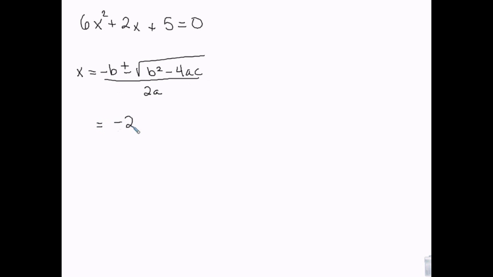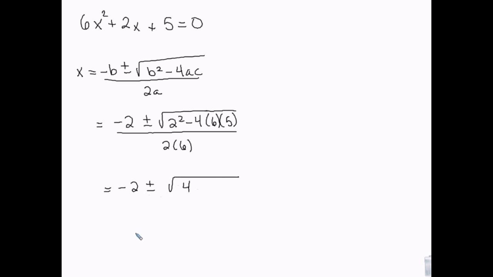Okay. Negative b squared minus 4 times a times c, divided by 2 times a. So I have my negative 2. 2 squared is 4. 4 times 30 is 120. So that 4, that 30. And 2 times 6 is 12. And then when I subtract, I'm going to get the square root of negative 116 over 12.